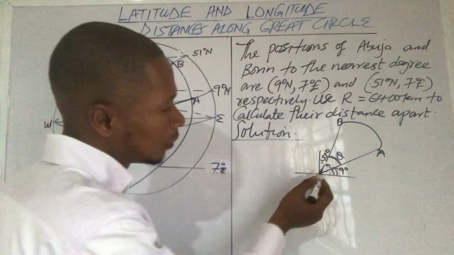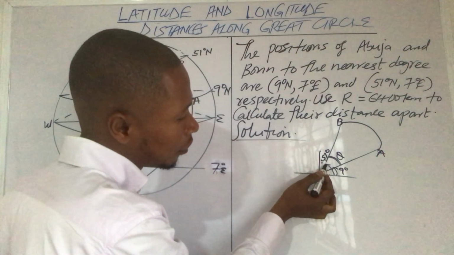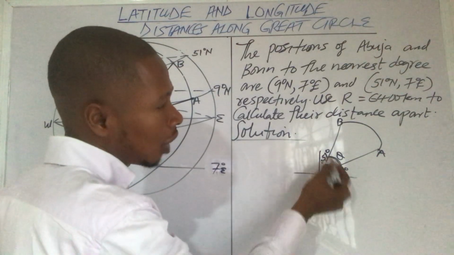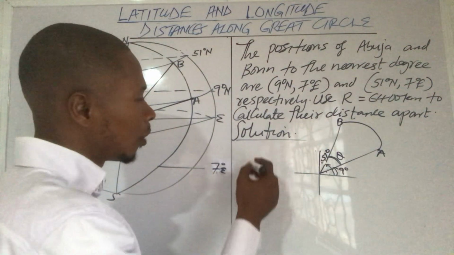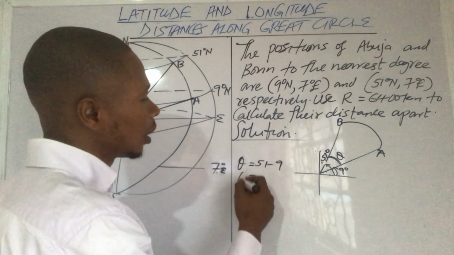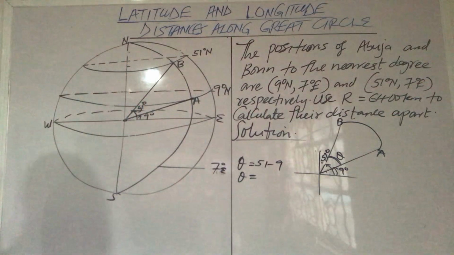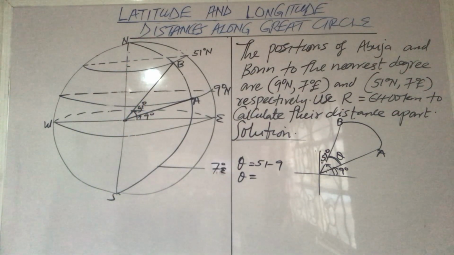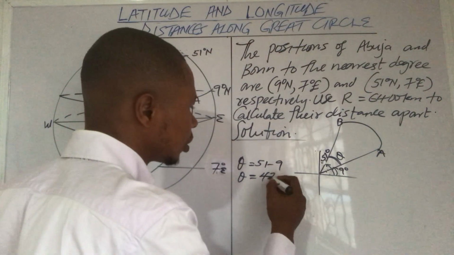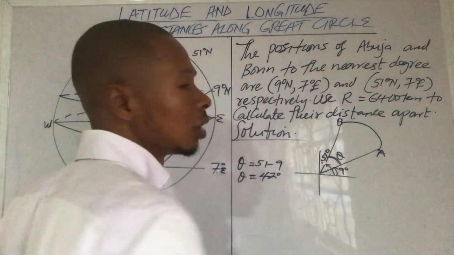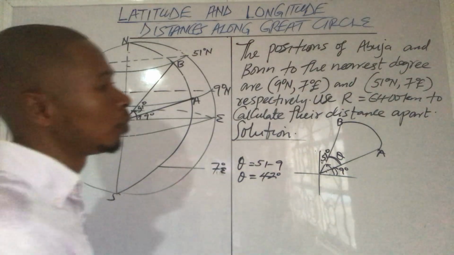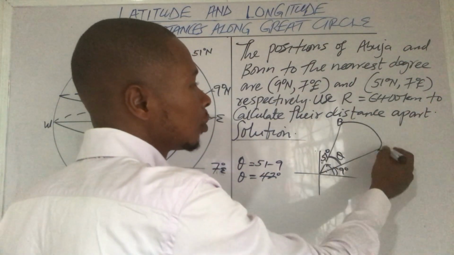And how do I get the angular difference? Since everything from here to here is 51 and from here to here is 9, this one should be 51 minus 9, because this is outside the sector. So my angular difference theta should be equal to 51 minus 9, which gives me 42 degrees. So the angle between the places is 42 degrees. Then to get the distance between the two places.